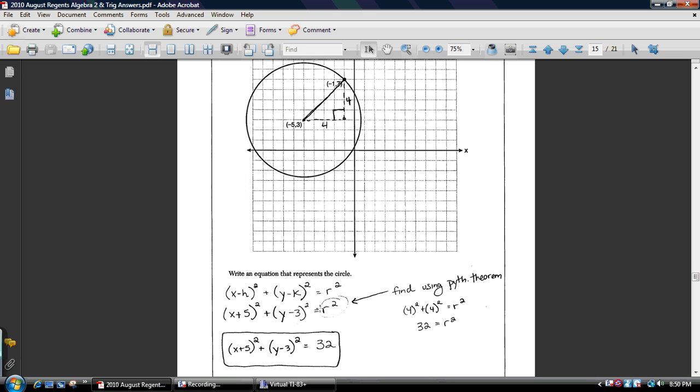And now here you've got to figure out how much r squared is. And there's a trick to this. Use the Pythagorean Theorem. Look, here was this coordinate right here. They gave you a coordinate on the circle. Draw yourself a little right triangle. Count the boxes. This is 4. This is 4. Use the Pythagorean Theorem. Find r squared. You don't even need to take the square root because this equation wants r squared. And then you just sub in 32 and you're done. That's it.